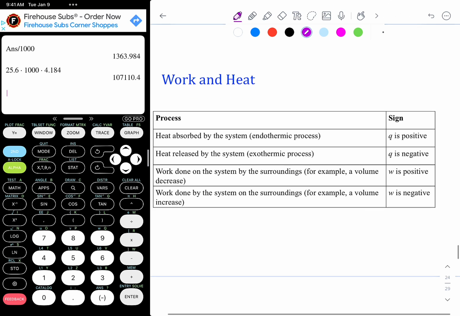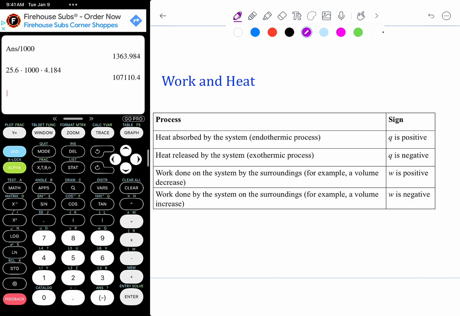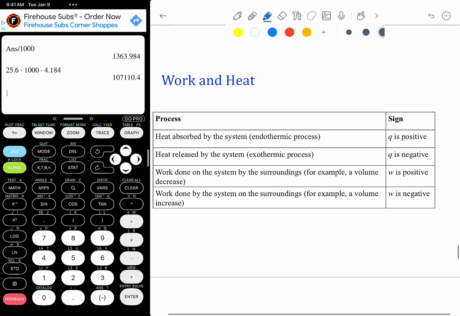So to summarize it in a table, here we have a way of telling us if Q and W are going to be positive or negative based off of that language. So when I say that heat is absorbed by the system, which is an endothermic reaction, we are going to say that Q is positive, as it relates to what we just talked about when heat was going into the system. We said that was an endothermic reaction, and overall the change in internal energy was positive, or it increased.